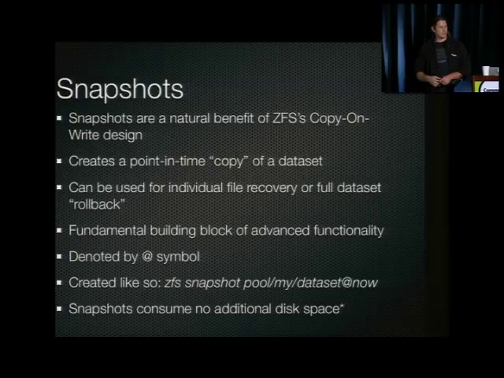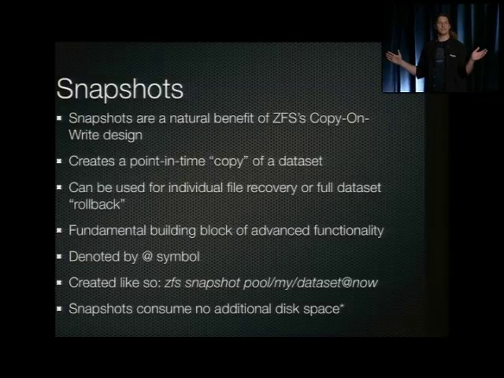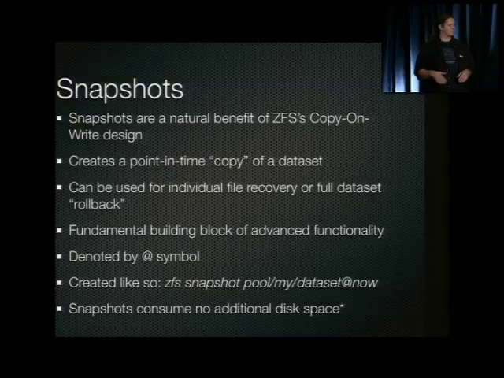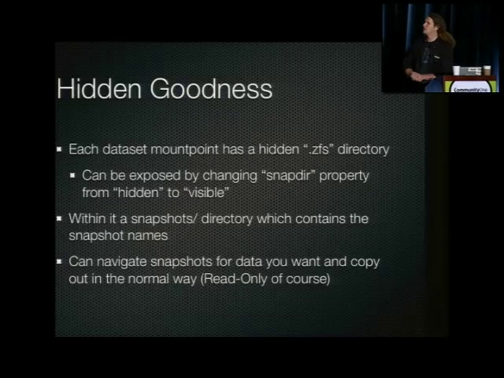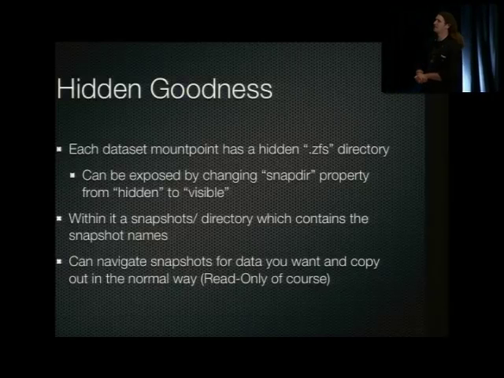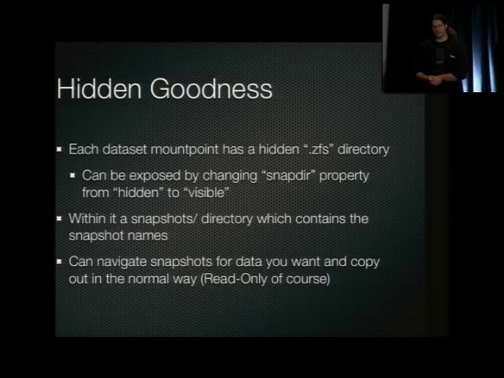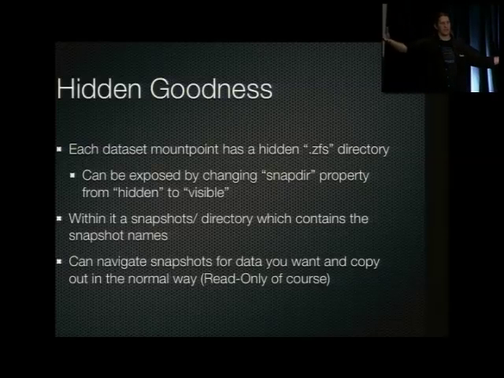Snapshots consume no additional disk space until they start to diverge. We talked about this before, so you all got that concept. Some hidden goodness: one of the most amazing things, and one of my favorite features, is that for file system datasets, you can go back to old snapshots in a hidden .zfs directory in the dataset root. So you can actually go back and pull individual files out. You don't have to do a full recovery.